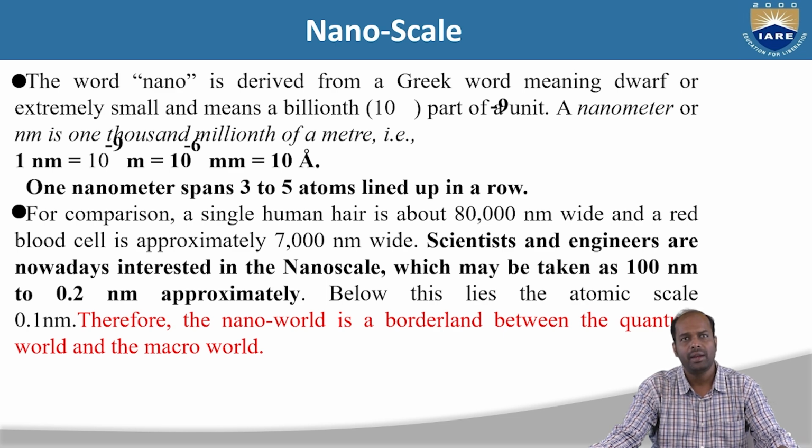If you compare with red blood cells, which are approximately 7,000 nanometers, a blood cell is actually very small. Even so, comparing 1 nanometer with a red blood cell of 7,000 nanometers, the cell is 7,000 times larger.